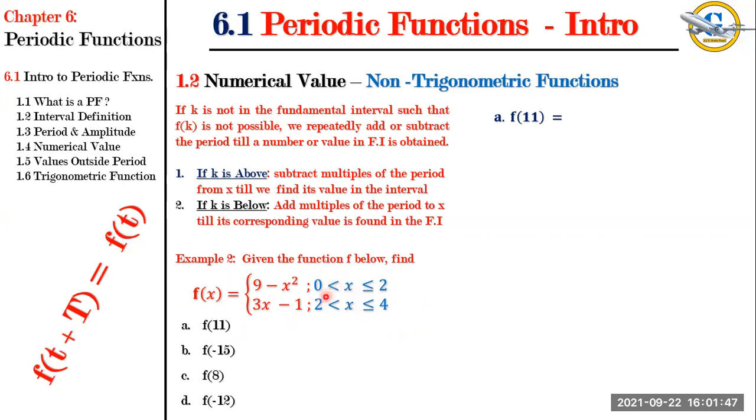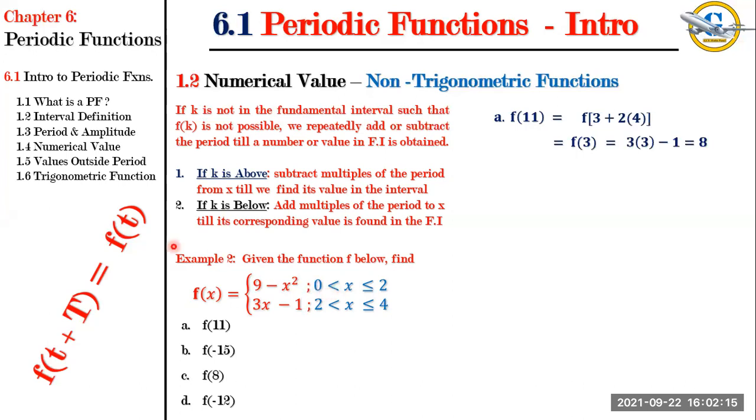Now 3 is found in this interval. So f of 11 is the same as f of 3. So we have subtracted the period 2 times. Therefore, f of 11 is the same as 3 plus 2 times the period, which is 4. And this will just be the same as f of 3. And f of 3 is in the second interval. So this will be equal to 3 into 3 minus 1. That gives us 8. Beautiful.